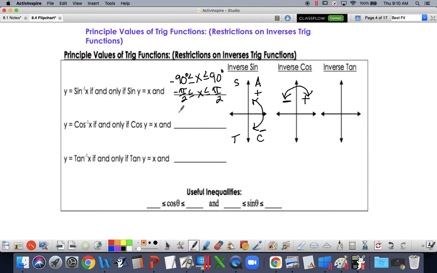So here, we're going to go from 0 up to 180 degrees. Make sure I put my degree symbols in there. Or if you want to think of it in radians, 0 up to pi.